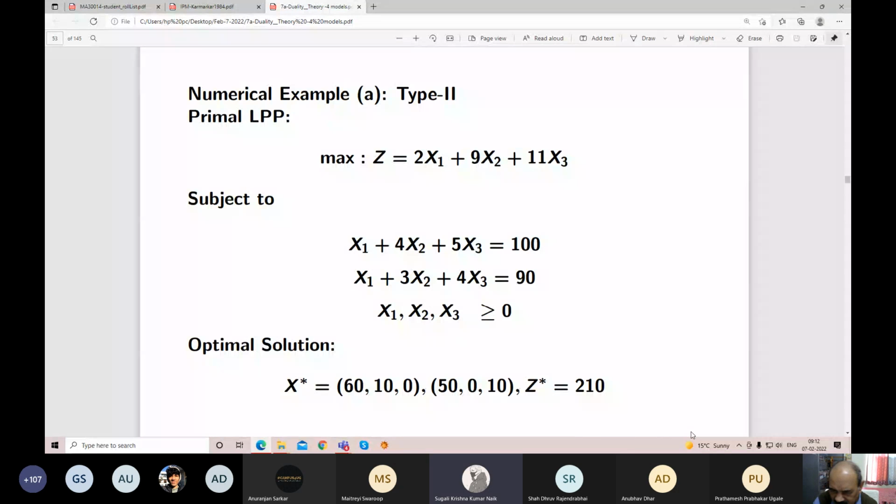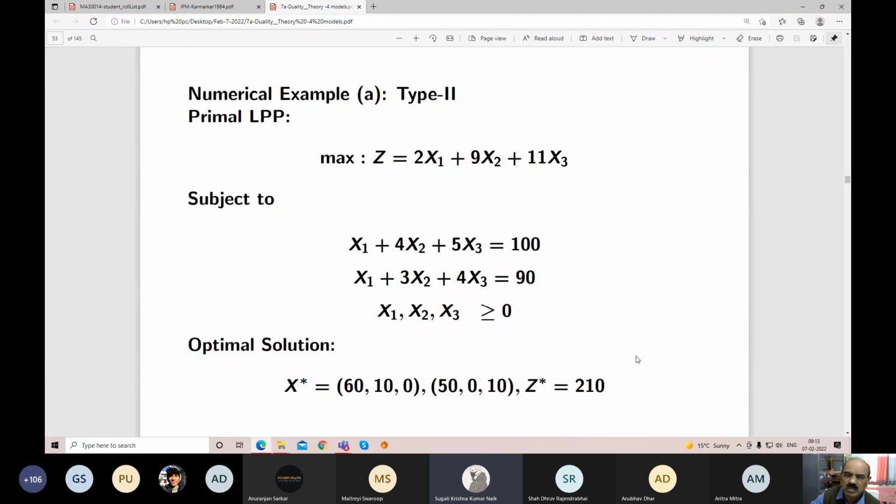On the line segment, the two endpoints are one is (60, 10, 0), the other is (50, 0, 10). So on the line segment, there are an infinite number of points. Put a pencil mark and check like that. So the middle point, what is the middle point? 55, 5, 5. Yes, 55, then second component 5, third component 5. So (55, 5, 5).